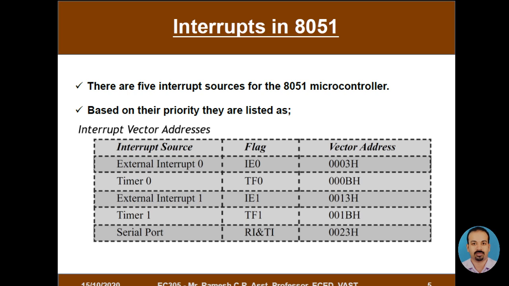Okay, as we have seen in the block diagram, for external interrupt 0 we have 0003H. Adding 8, we get 000BH for timer 0. Now adding 8 to this, I get 0013H for external interrupt 1, and again adding 8 bytes to this value, I get the starting address of the vector of timer 1, that is 001BH. Adding again 8, I get the starting value of the vector address for the serial port as 0023H.